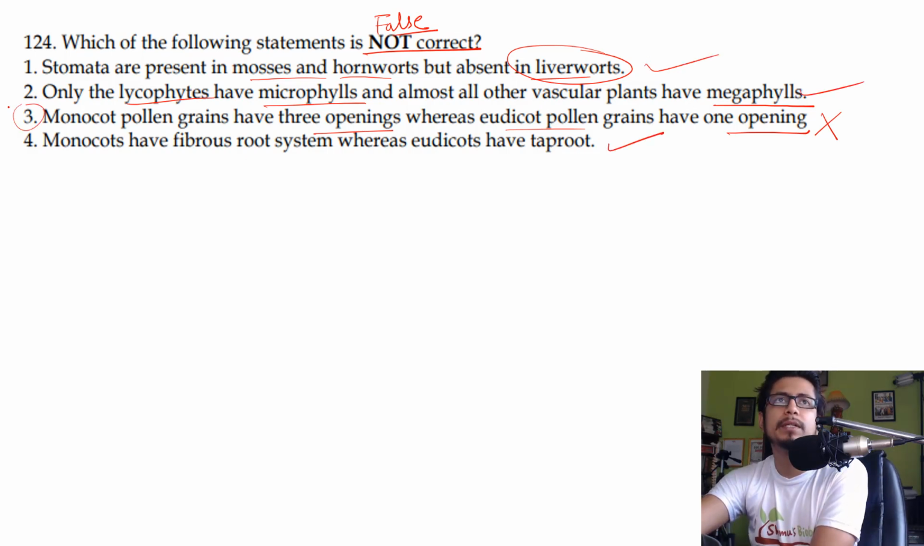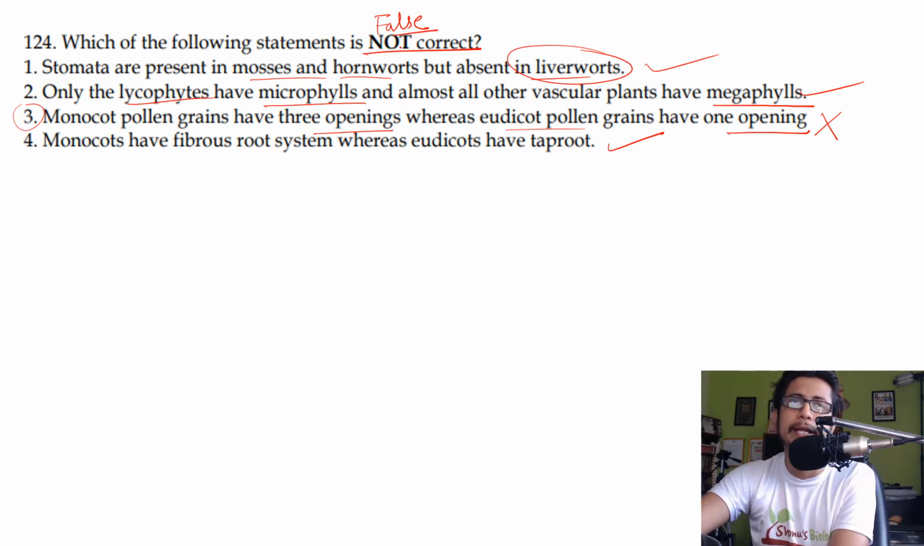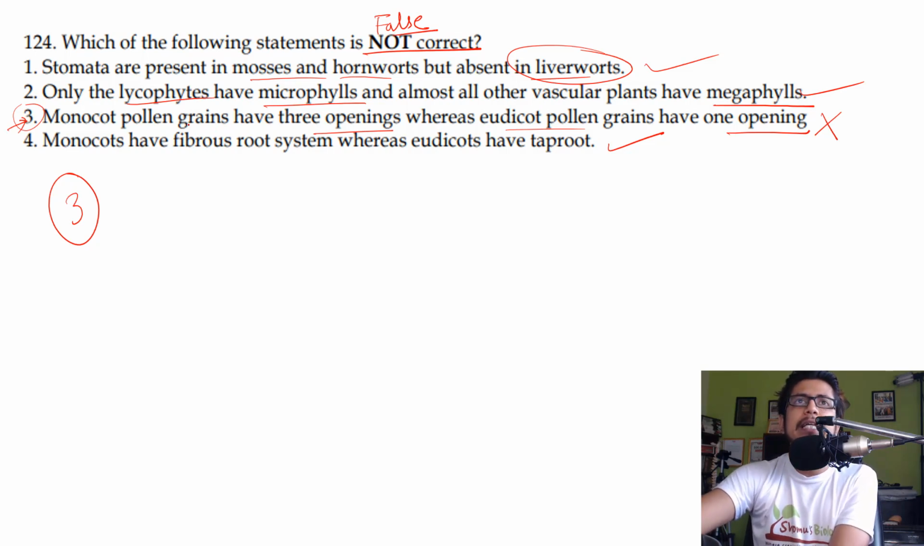So these 3 statements are true. The false one is the third one. The question is, you need to find the incorrect one. The beauty of this question is that even if you know that the third statement is wrong, and you don't know about any other options, you can still answer the question. You say option 3. It's because we know this for sure: if you look at the pollen grain of monocot, it contains only 1 opening. The pollen grain of dicot has 3 openings.